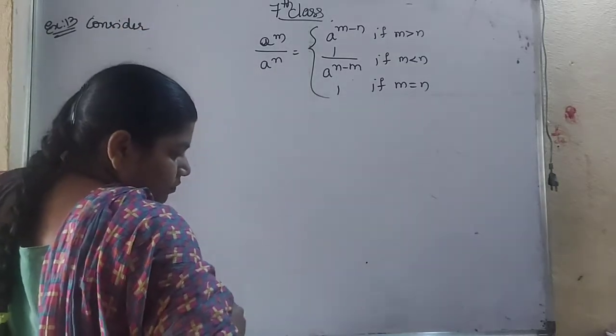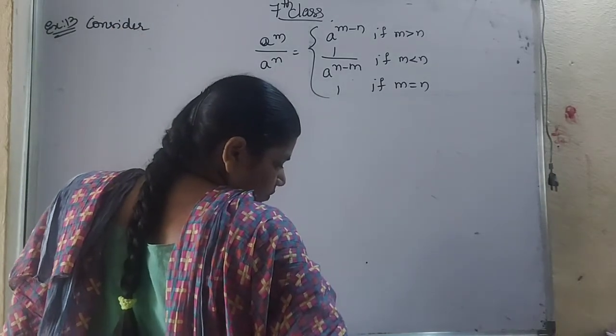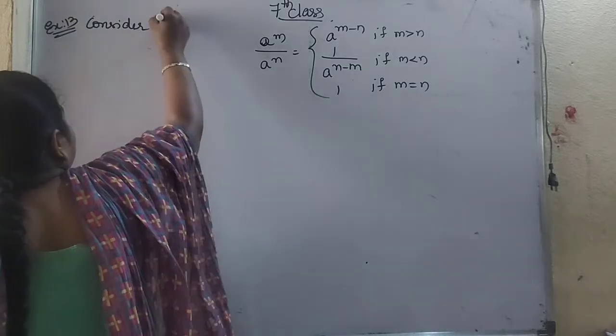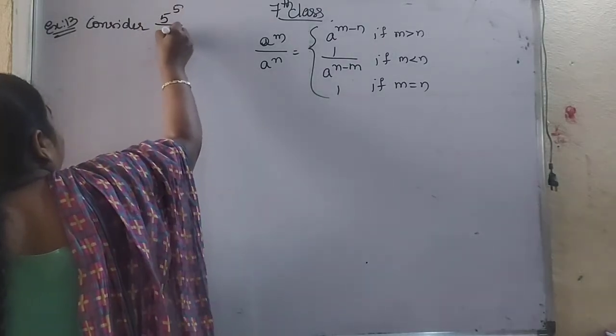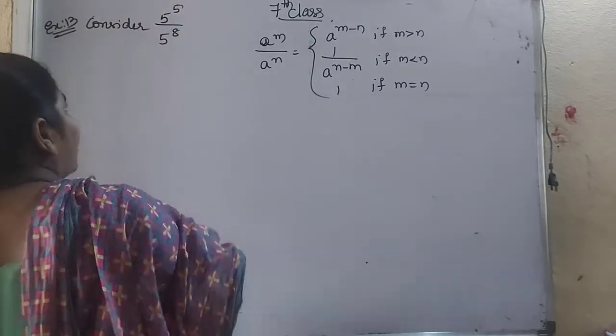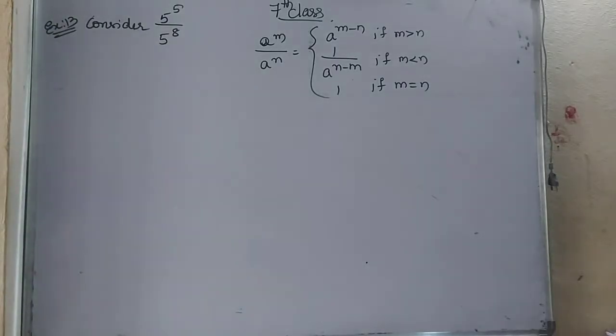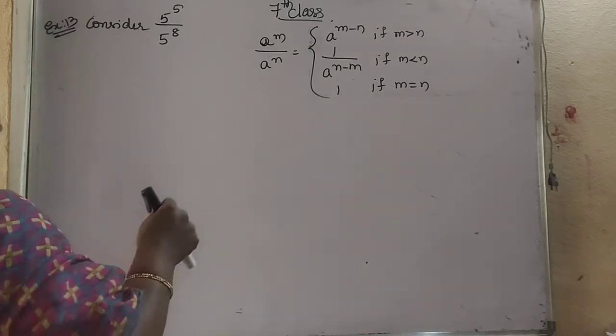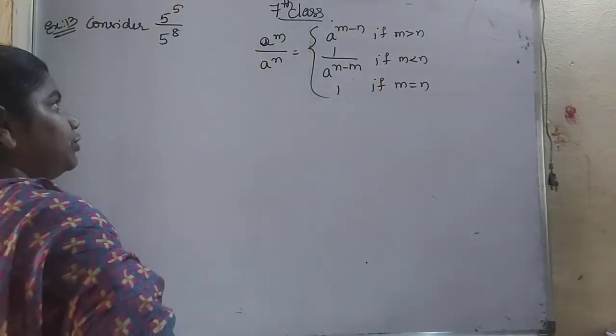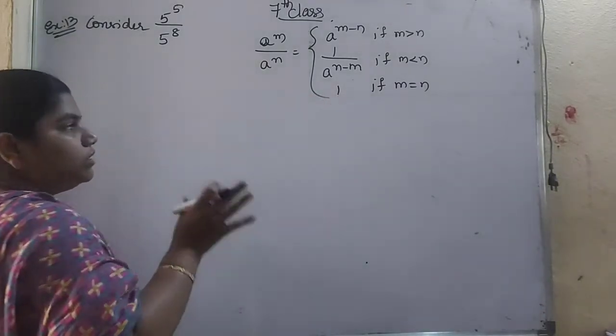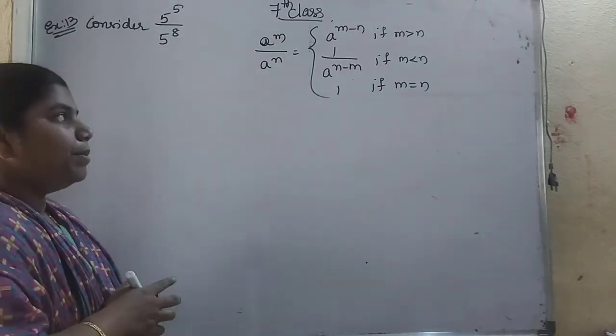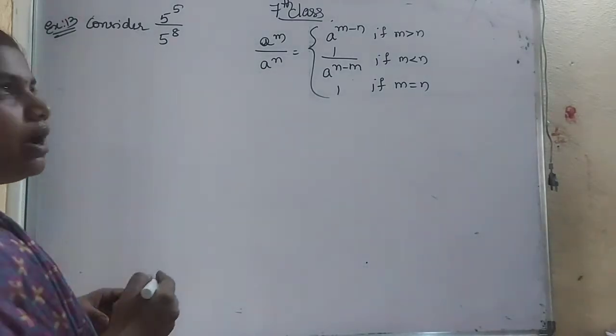Consider 5 power 5 by 5 power 8. So what is the question? 5 power 5 by 5 power 8. If you see, again both bases are equal but powers are different. So which condition will we use? This formula only, this law of exponent only. But which condition we have to choose, we have to see.